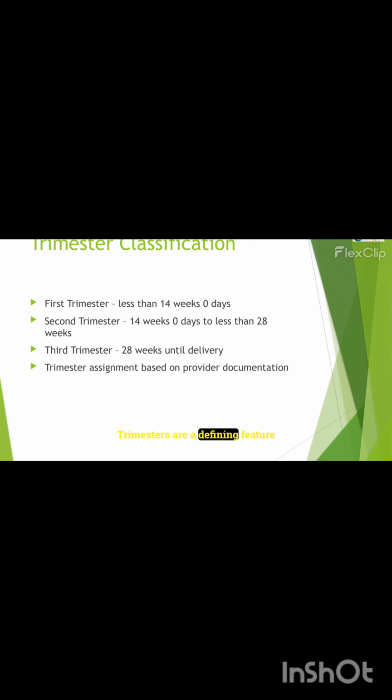Trimesters are a defining feature of obstetric coding. The first trimester is up to 14 weeks and 0 days, the second goes from 14 weeks up to just under 28 weeks, and the third starts at 28 weeks until delivery. Your assignment of these codes must always be based on what the provider has documented in the medical record. If the trimester changes during an admission, we typically code the trimester at the time of admission.